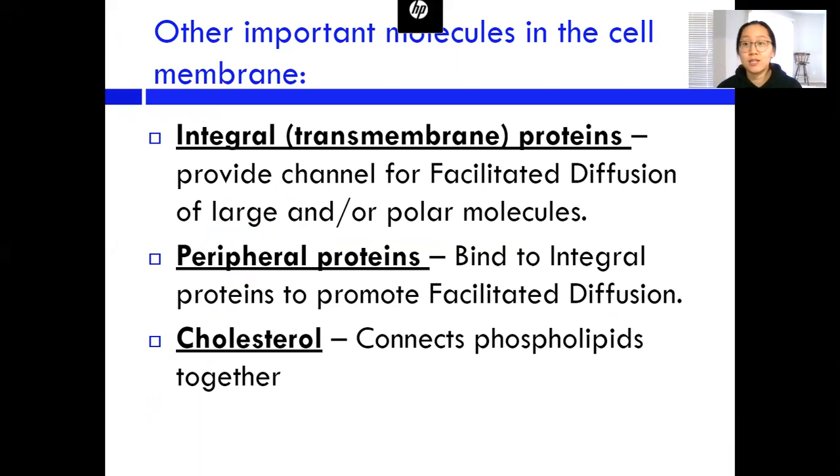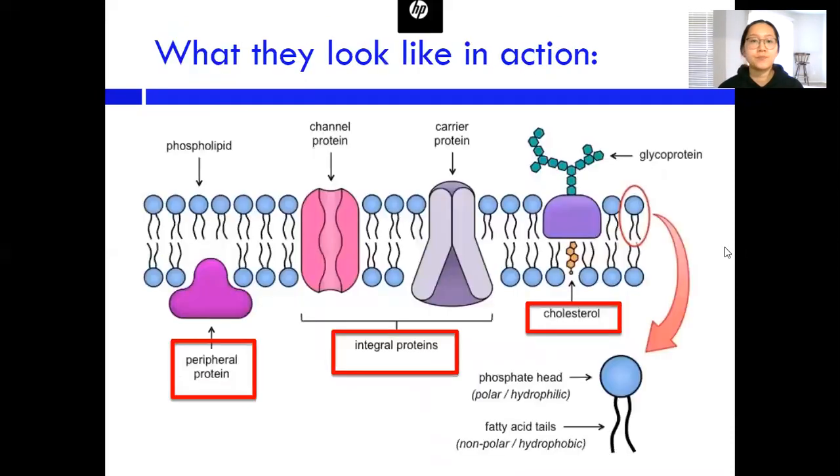And then there's cholesterol. Cholesterol is bad if it's in your heart, but inside your cell membrane, it's super important, because if you didn't have cholesterol, your cell membranes would break and rupture all the time. It helps the phospholipids stay connected and stay sturdy as a cell membrane.